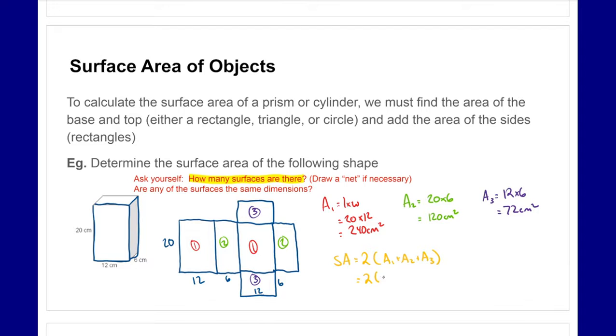So 2 times 72, keep it in order, 240 plus 120 plus 72. 2 times 432. And I get 864 centimeters squared. Again, because it is surface area, remember our units are going to be squared. Volume, they were always cubed. Surface area will be squared.